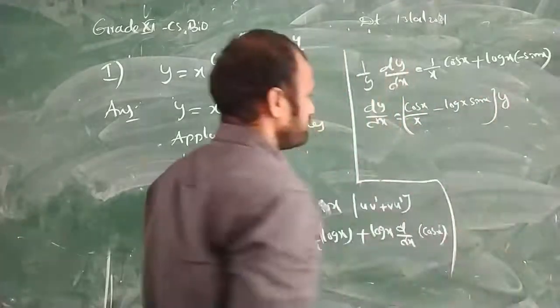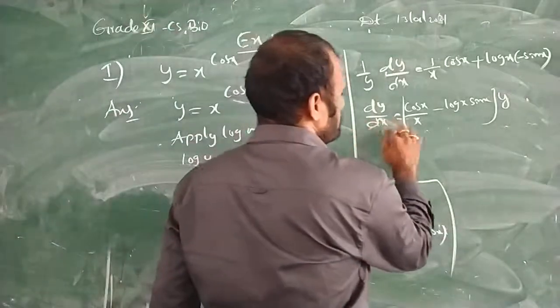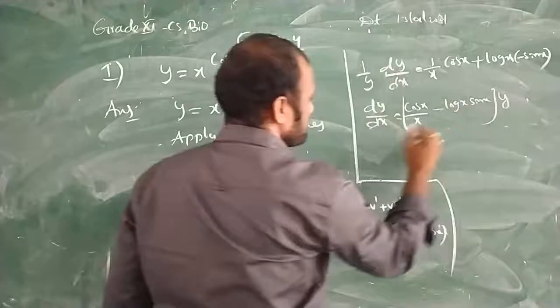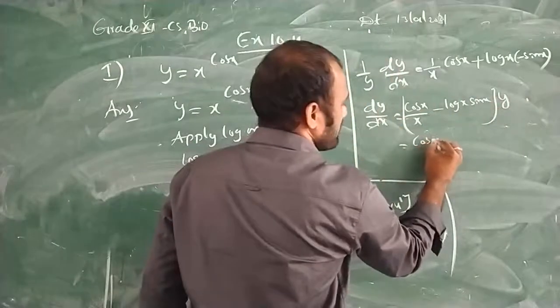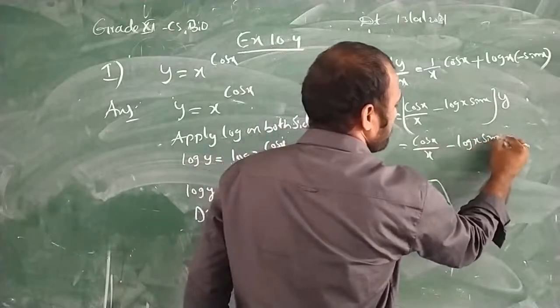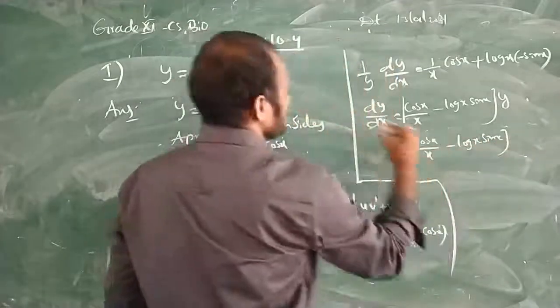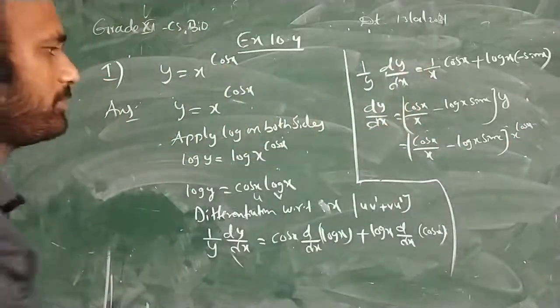But according to our differentiation, everything should be in terms of x. So here y is there, so we can replace y with the given function. So dy by dx is equal to cos x by x minus log x sin x, into y, which is x to the power of cos x.